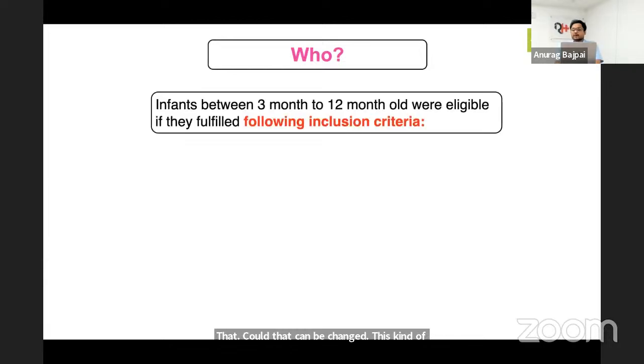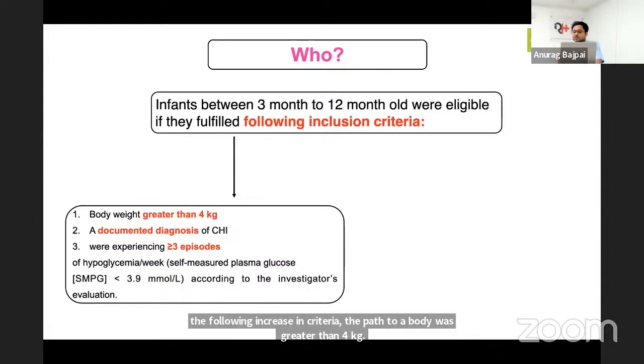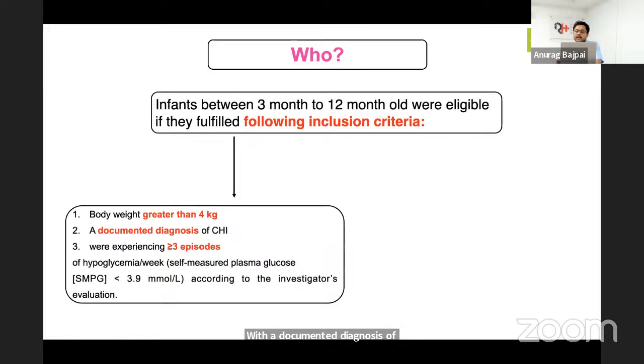So who are the patients in this treatment protocol? They are infants of 3 to 12 months of age who met the following inclusion criteria. The body weight was greater than 4 kg with a documented diagnosis of congenital hyperinsulinism, and for 2 weeks beforehand they were given a blinded CGM and also SMPG to see whether there were more than 3 episodes of hypoglycemia per week. These 3 criteria must be fulfilled before they are enrolled into the study.